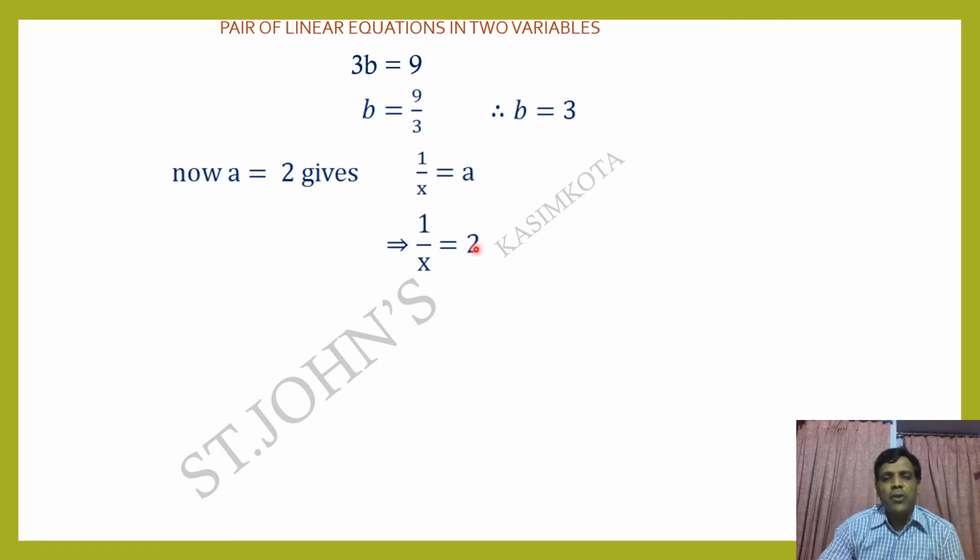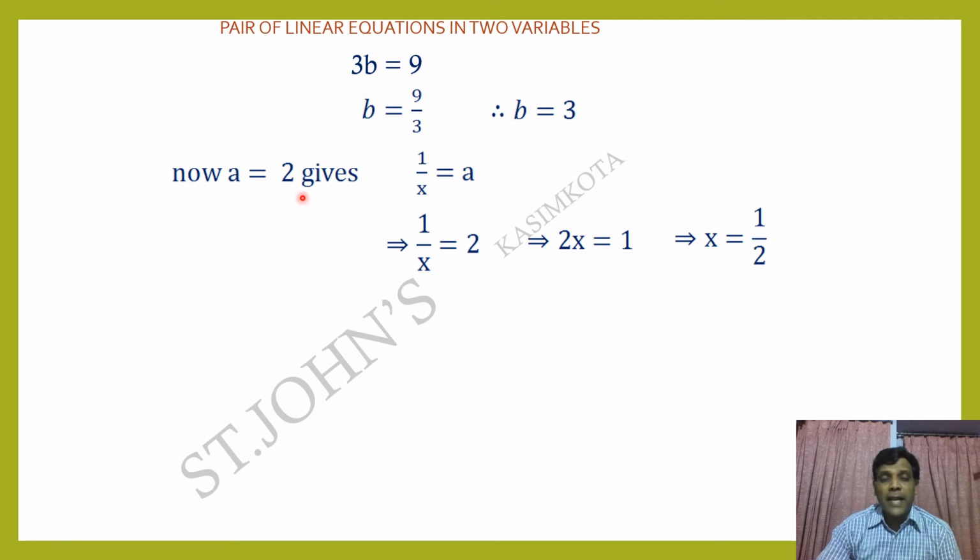So 1 by x equals 2 means 2 by 1. Cross multiplication: 1 into 1, 1. x into 2, 2x. 2x equals 1. Then how to find the value of x? The 2 is in multiplication, move to the opposite side, division. x equals 1 by 2. Therefore, x equals 1 by 2.